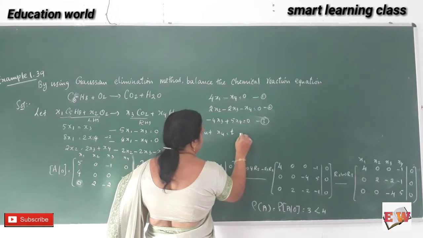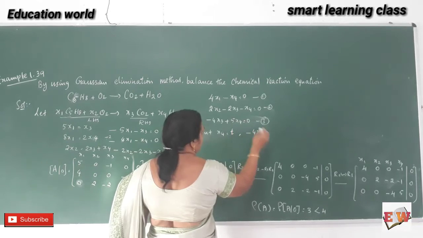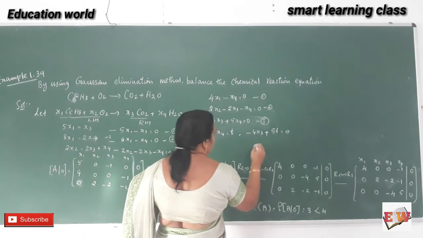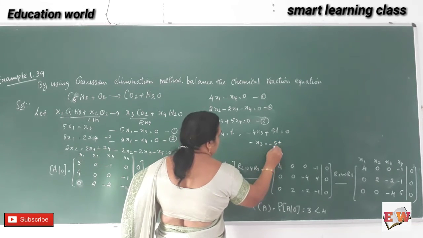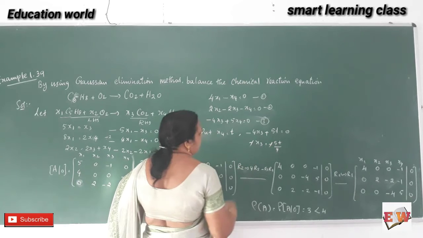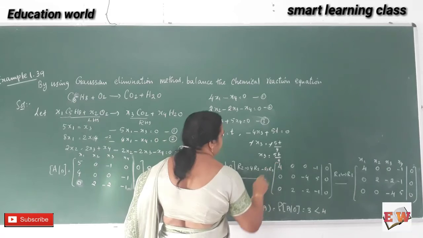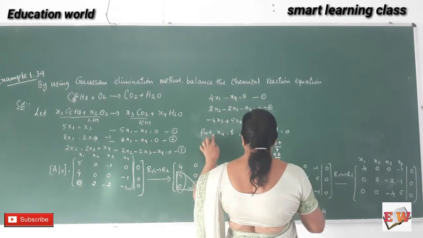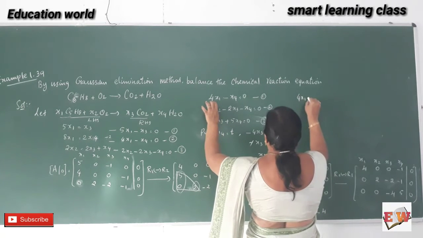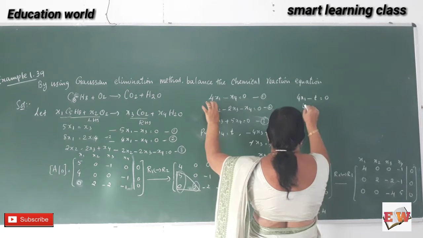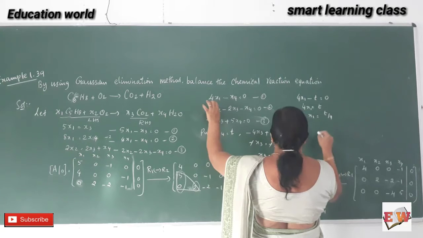Now I am going to substitute x4 is equal to t: minus 4x3 plus 5t equal to 0, minus 4x3 is equal to minus 5t, so x3 is equal to 5t by 4. Now you just substitute these values in 4x1 minus t equal to 0. 4x1 is equal to t, x1 is equal to t by 4.